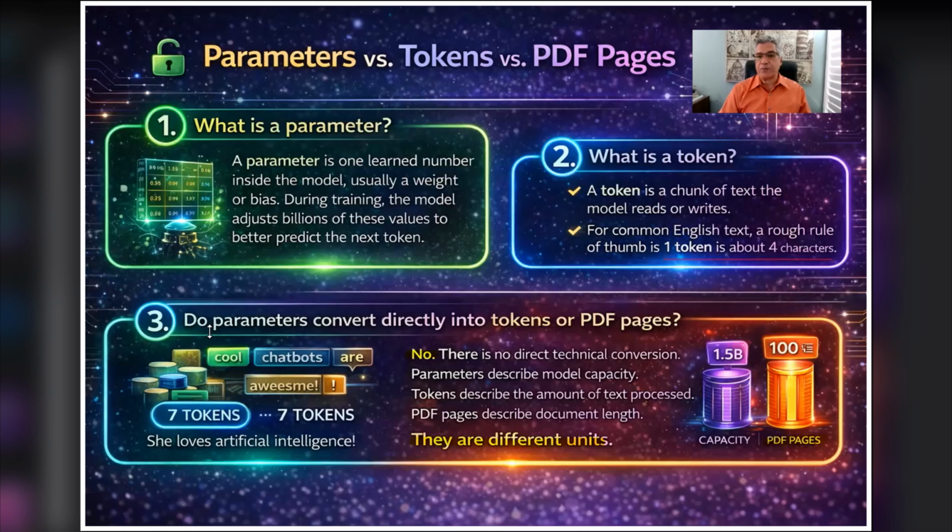When it comes to the relationship between the parameter, token, and the PDF, there is not really a relationship between the three of them. However, the parameter gives you the size of the model. So if the model is big, maybe the PDF you uploaded is also big, and if you have a bigger PDF, the input will be more, so that will require more tokens. But if you try to connect all three together, there is really no connection here.